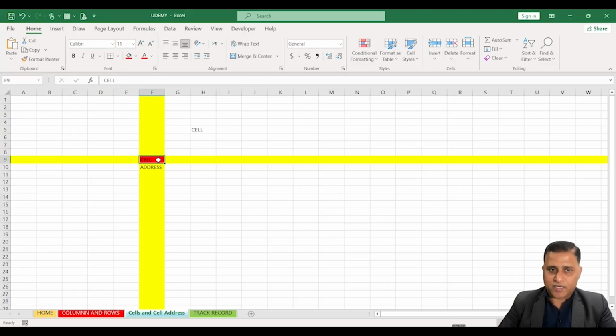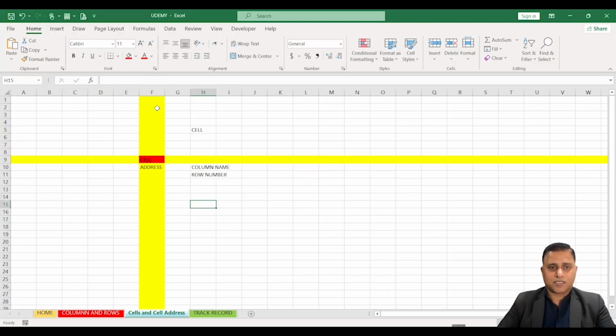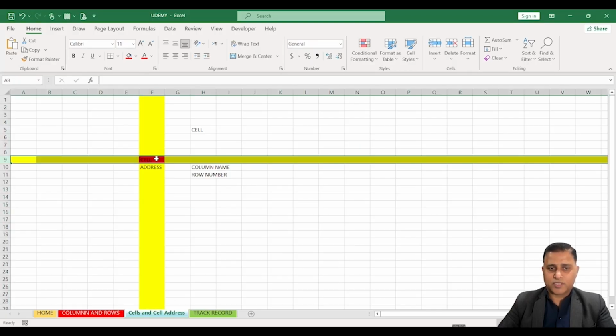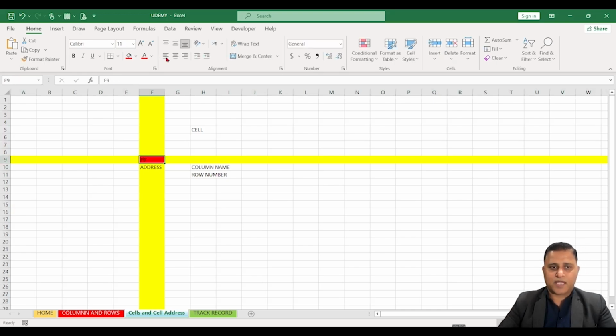Now, for the concept of address, we always have the column name followed by the row number. It means this is column name F and row number 9. So this cell has an address of F9. F9 is the address of this cell. Same as if I click here, it will be C and 4, C4. If I click here, it becomes J and 17.